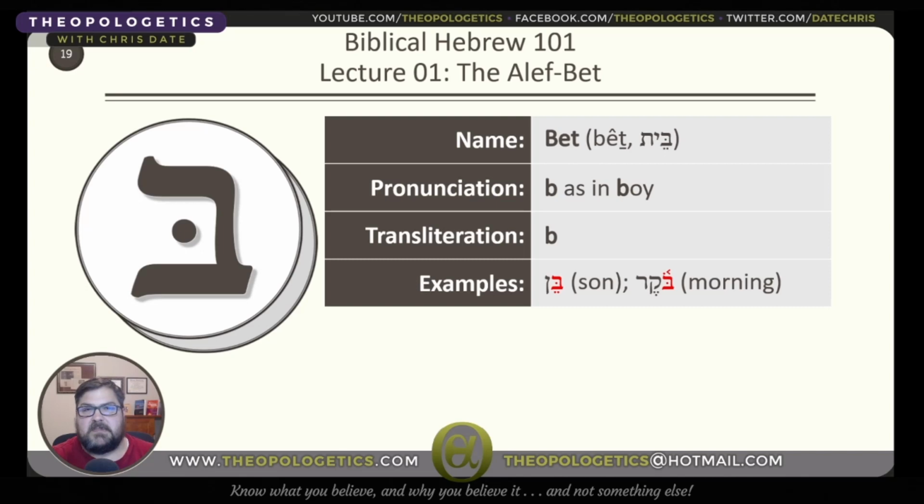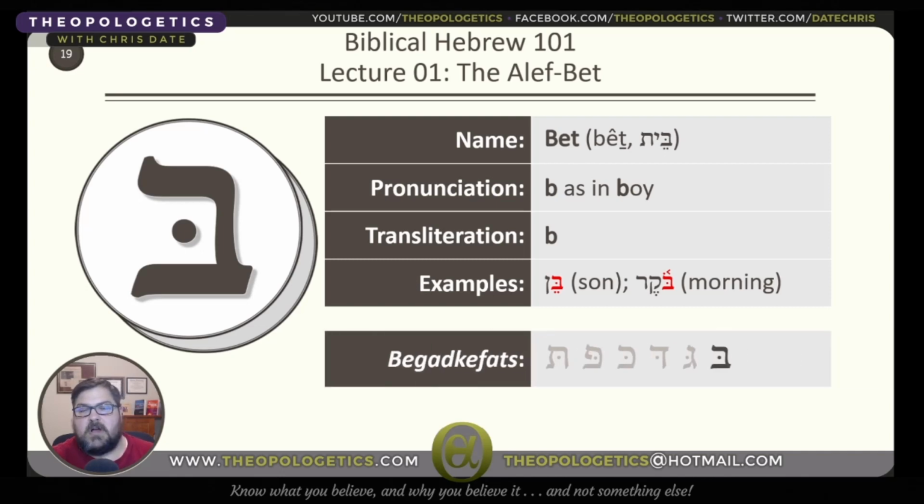A couple of examples of Hebrew words that start with the bet are the Hebrew words ben, meaning son, not S-U-N like the sun shining up in the sky, but son like my boy, my little boy, my son. And another example is boker, meaning morning.